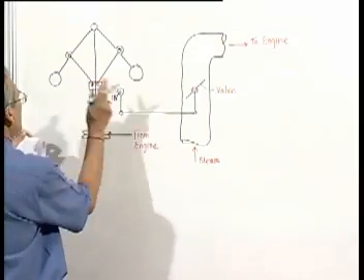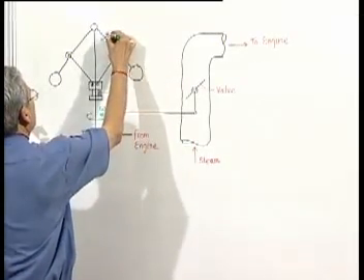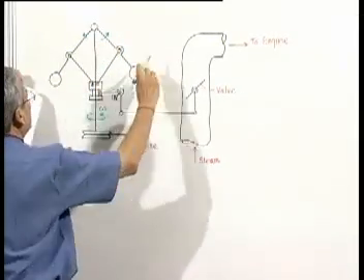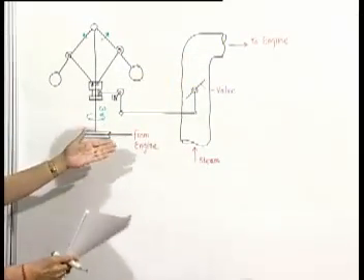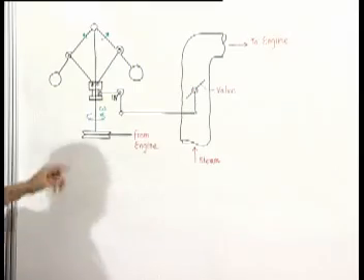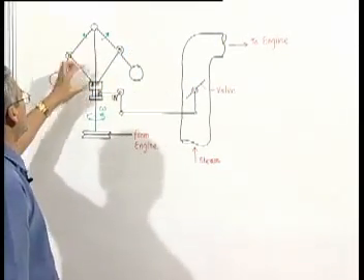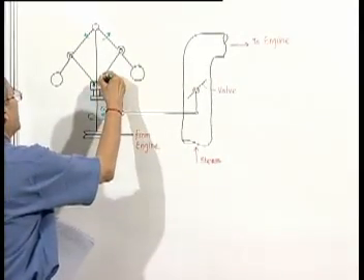Now, because of this rotation, what happens? As this revolves, due to centrifugal action, it tries to fly outward. Suppose the speed increases from the design speed, what happens? It will try to go up. So this sleeve will be lifted up.